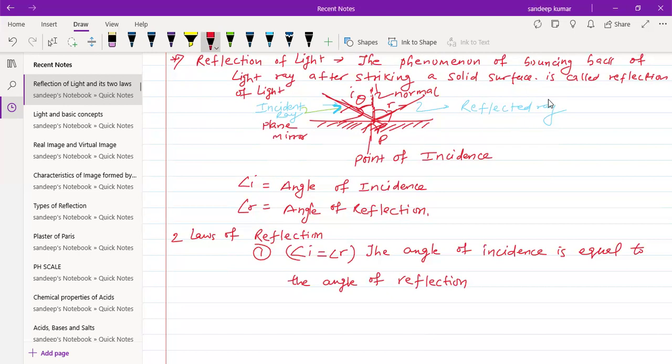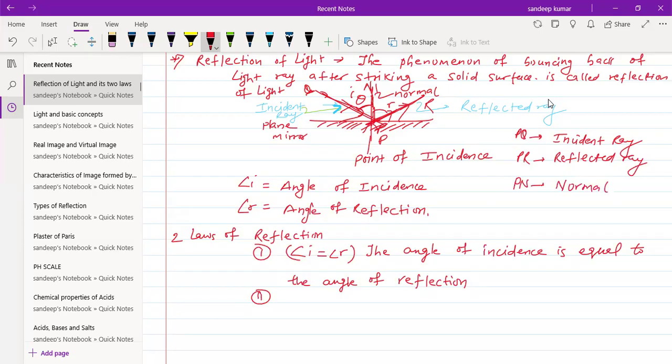When we talk about the second law, let's take this is PQ. PQ is the incident ray, PR the reflected ray, and PN the normal. Here, this ray PQ is the incident ray. Similarly, this PR is the reflected ray. And this one, PN, is the normal.